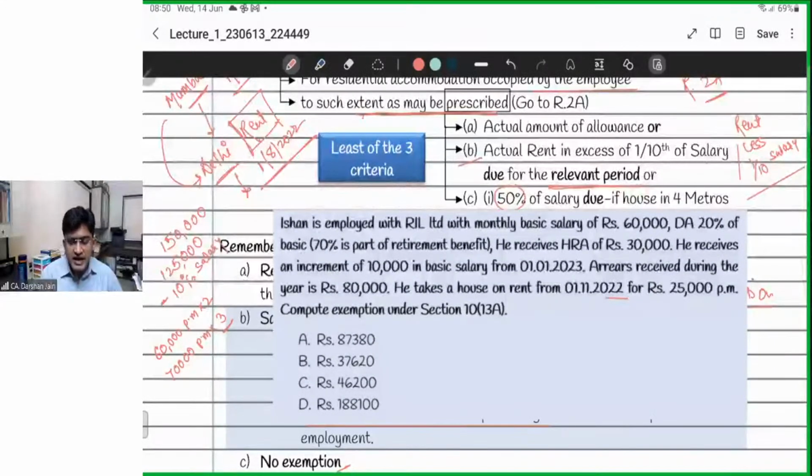Further, they say that DA is 20% of basic. I have a DA of 20% of the basic salary. So whatever salary I receive, 20% of it as an additional dearness allowance is something that I would receive. So these two taken together, 1,20,000 and 2,10,000, is 3,30,000.